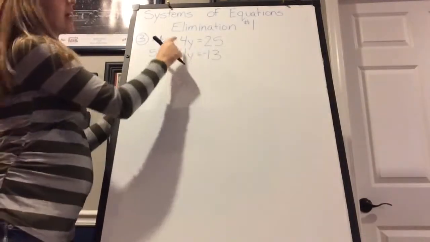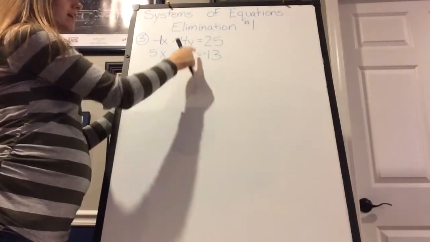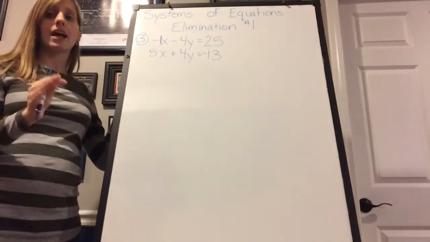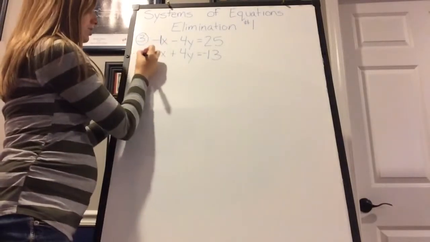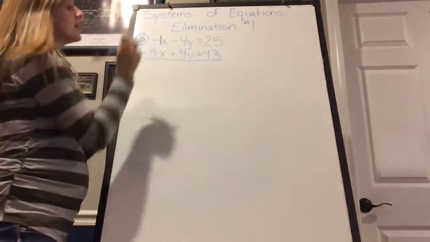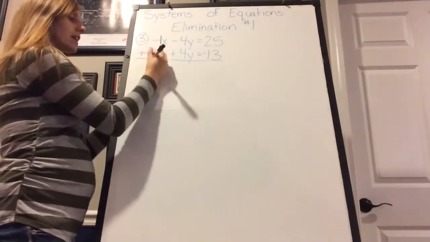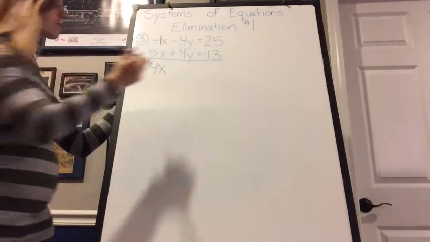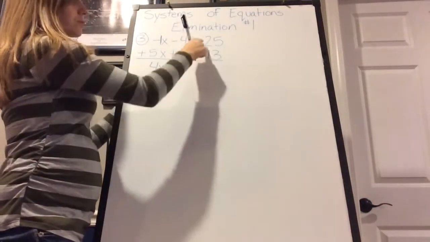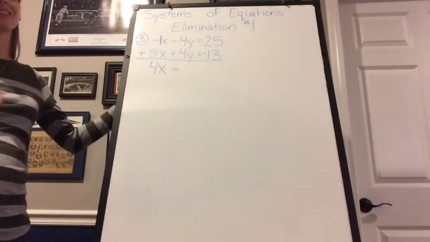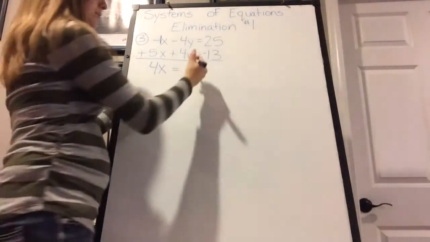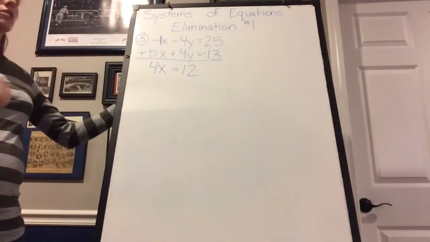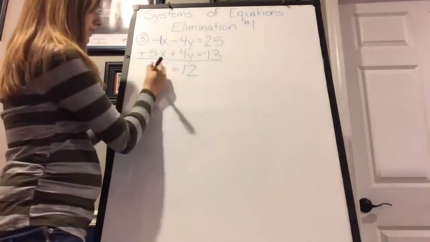Let's look at the y's. I have a negative 4y and a positive 4y. Letters are the same, numbers are the same, signs are different. That's perfect, exactly what we need. So I can add these two equations together the way they are. Negative 1x and positive 5x, the signs are different, so I subtract, keep the sign of the bigger number. So 4x equals 25 and negative 13. Same thing, signs are different, so you subtract, keep the sign of the bigger number. So it's going to be positive 12. So now to solve for x, I just need to divide. Divide both sides by 4.